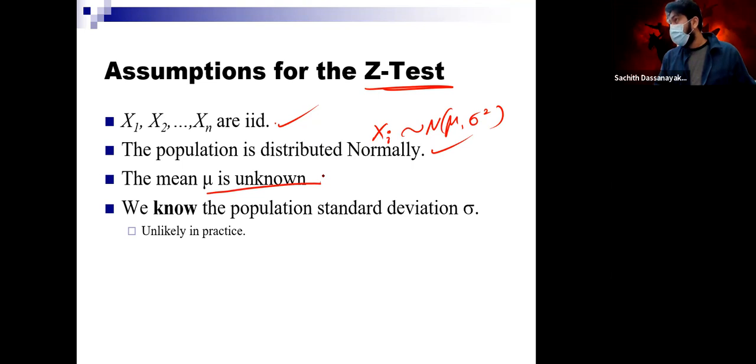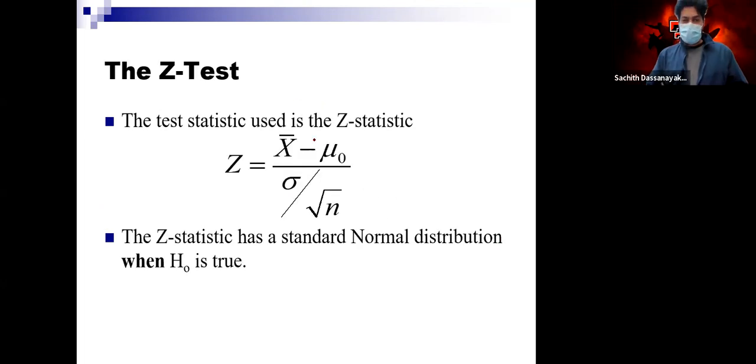We don't know about the mean, so we are going to conduct our hypothesis test for the mean. But we know the standard deviation or variance. Here we have mentioned it is unlikely in practice, because in practice we don't know the population standard deviation. But still we can use that Z test, same here.